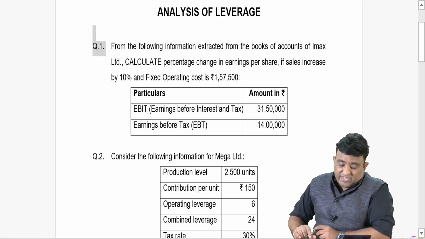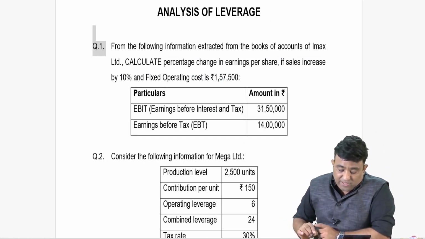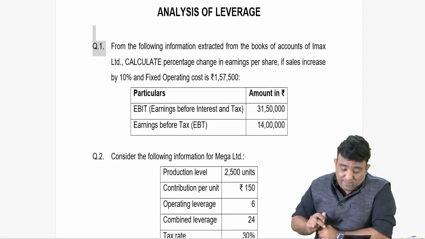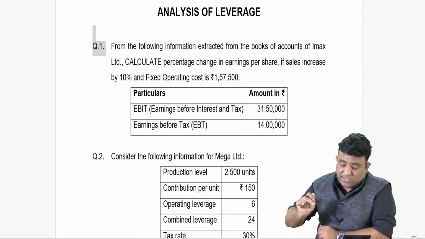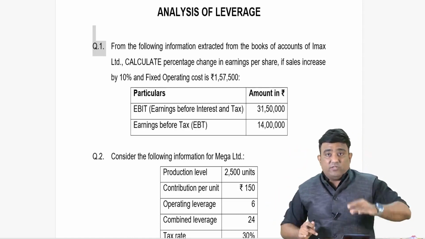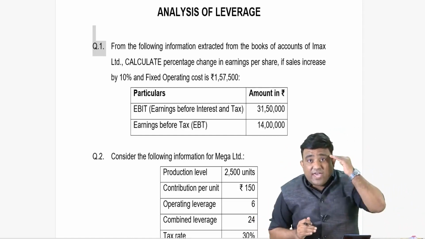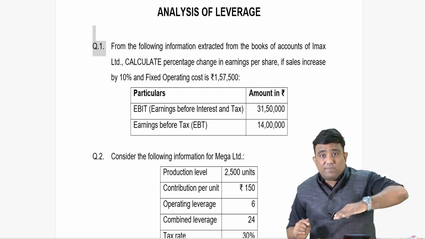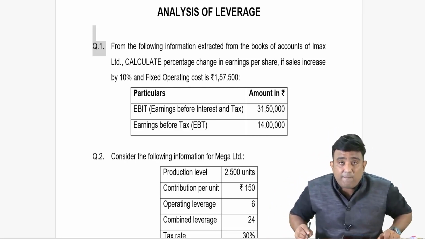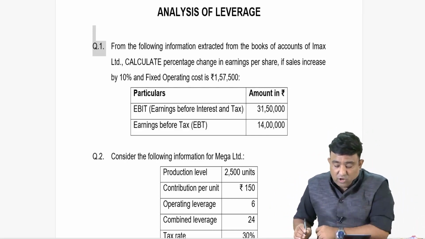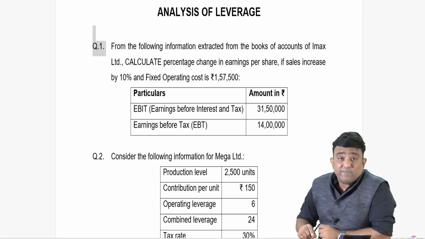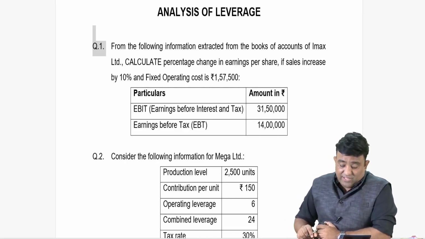From the following information extracted from the books of account of IMAX Limited, calculate the underlying percentage change in EPS if sales increase by 10%. Student, sales is changing, you have to find EPS. Think which leverage? Sales to EPS. Perfect. Combined leverage. And fixed cost is given 157,500. EBIT is given 31,50,000. EBT is given 14 lakh.